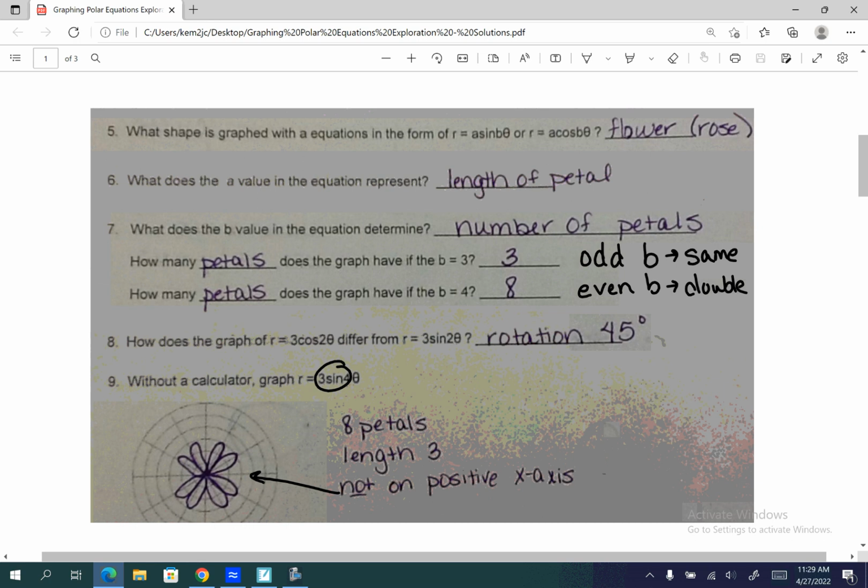So if it's odd, it has that exact number of petals. So if B is 3, it has 3 petals. If it's even, like if B is 4, it has double that number of petals. If you look back at those pictures. Okay, and then the difference between a sine and a cosine is very distinct. It's just a rotation of 45 degrees, one from the other. The easiest way to tell the difference, I think, is if it's a cosine rose curve, you're going to have a petal on the x-axis. If it's a sine rose curve, you will not have a petal on the x-axis. On the right there. Okay.